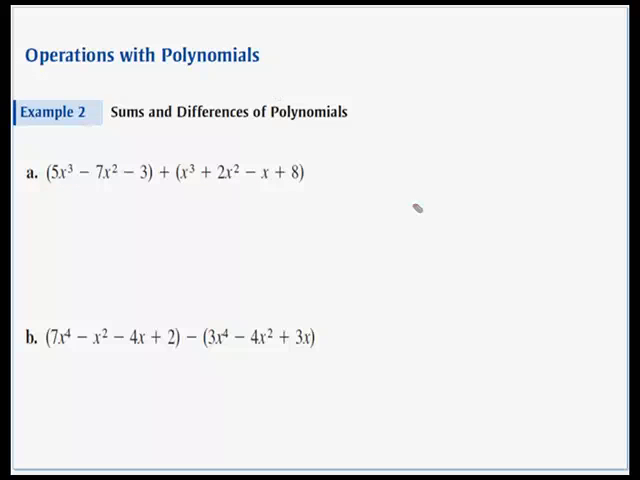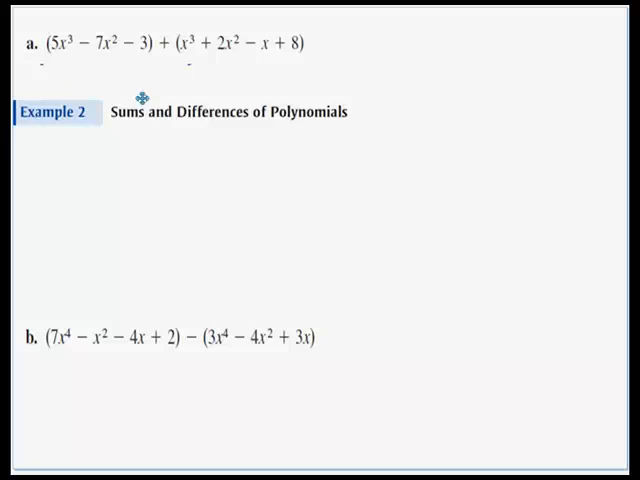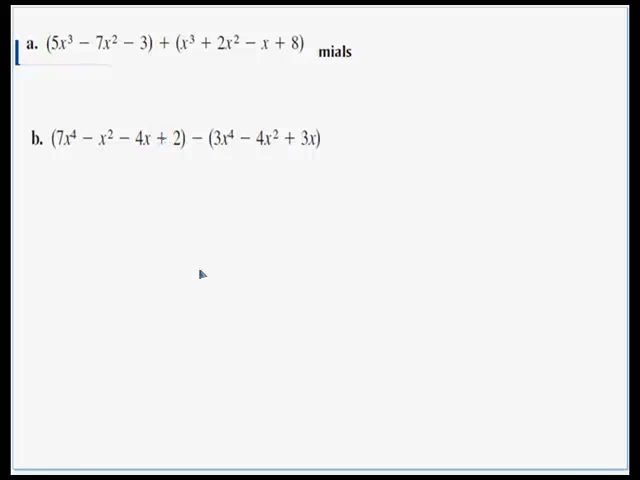Letter B is where we find the difference, and that we can't be so quick with. Because here the parentheses do matter. It is one polynomial minus another polynomial. So we have to use the distributive property first. Here you can almost imagine in between the negative and the parentheses there is a 1 there. That's a negative 1. We are going to distribute that negative to each of the other terms. So the first thing I do is copy the first polynomial as is, 7x to the 4th minus x squared minus 4x plus 2.